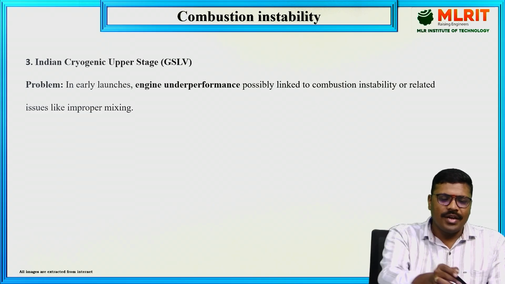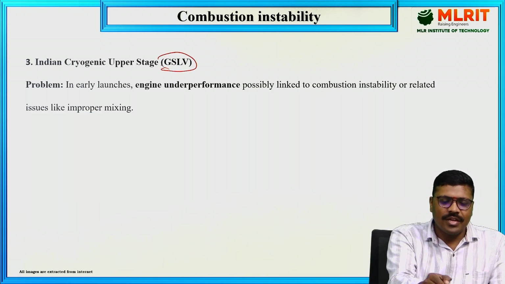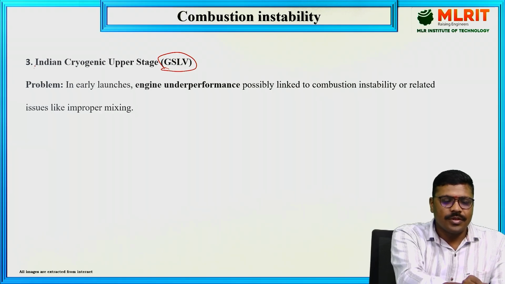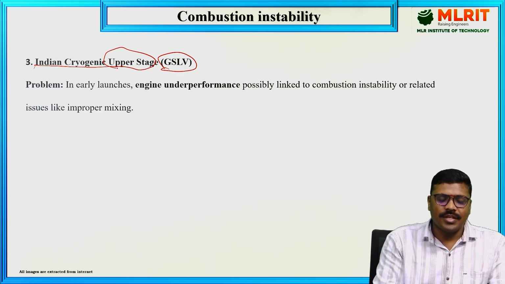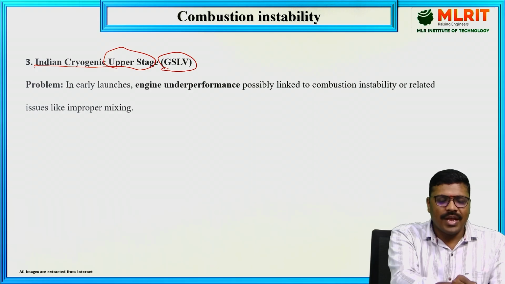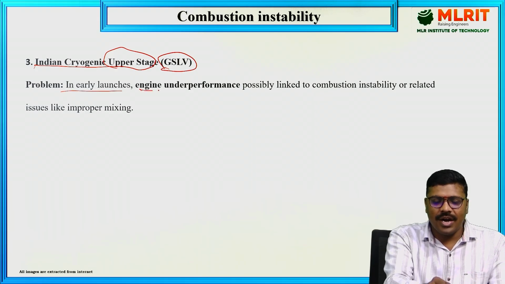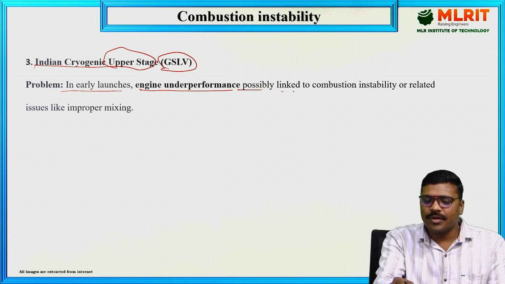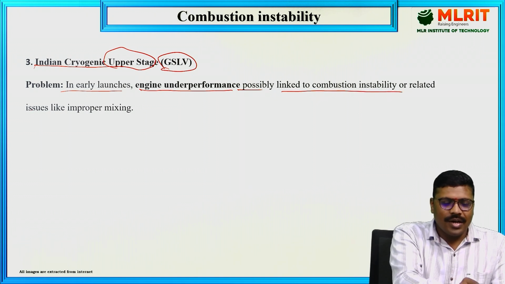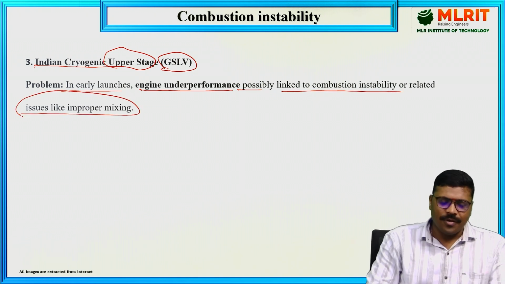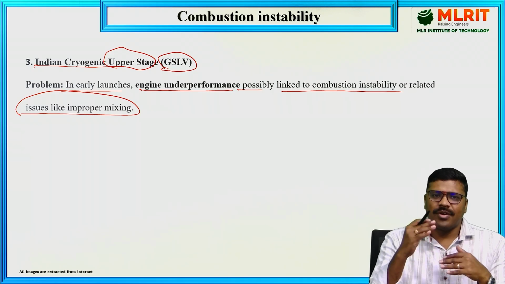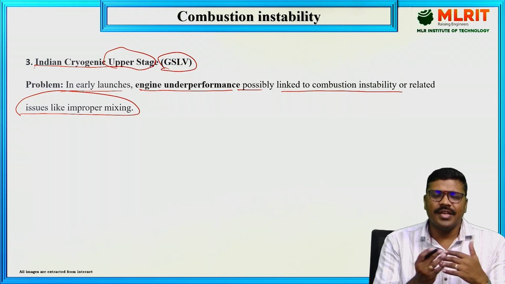Next, the Indian cryogenic upper stage, GSLV. In GSLV also, while developing it, we observed combustion instability problems. In the Indian cryogenic upper stage of the GSLV, the problem was in the early launches: engine underperformance. The performance was not up to the mark, possibly linked to combustion instability or related issues like improper mixing. The engine performance dropped, and the reason is combustion instability.